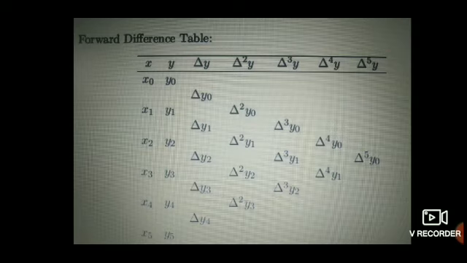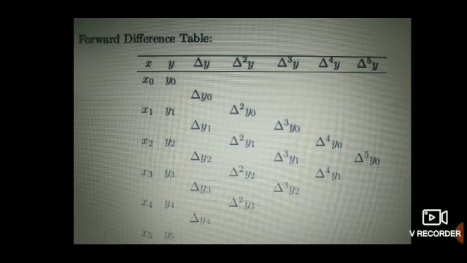Next, again find the difference of these first differences, that is delta y1 minus delta y0, we denote it as delta square y0. It is written in the fourth column. Delta y2 minus delta y1 we denote delta square y1. Delta y3 minus delta y2 we denote delta square y2. Delta y4 minus delta y3 we denote delta square y3.